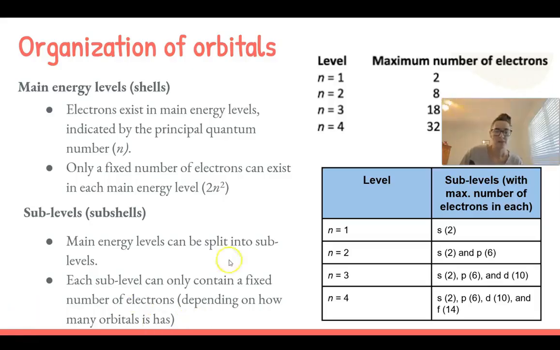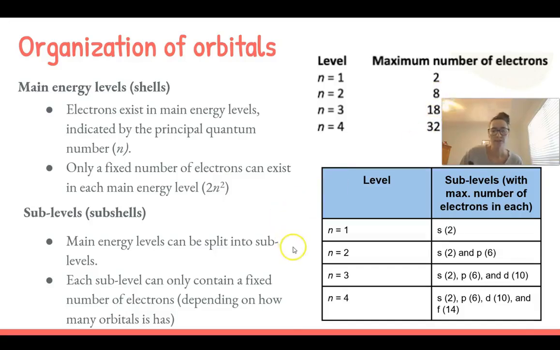So only a fixed number of electrons can exist in a main energy level, and that is represented by 2 times the energy level, or the principal quantum number, squared. So for instance, the first energy level would be n equals 1. 1 squared is 1, times 2 is 2. So 2 electrons can exist in that first energy level. And then using that same formula, you can see that there can be 8 electrons in the second energy level, 18 in the third, and 32 in the fourth.